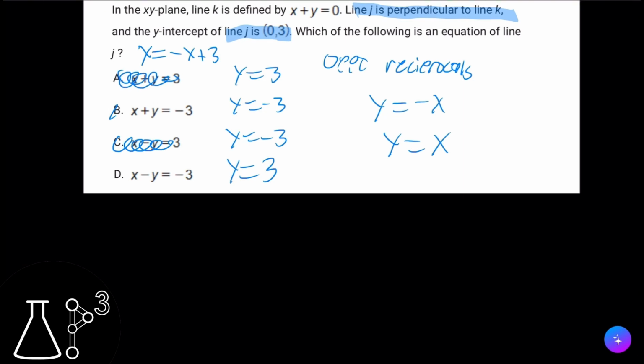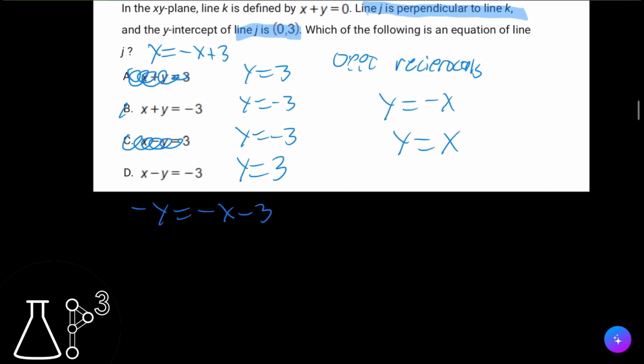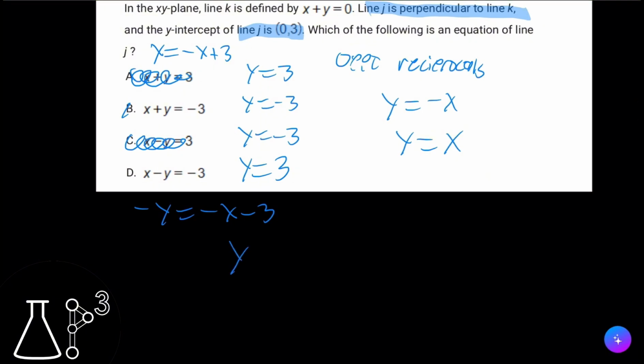So if I move x to the right side, or subtract x on both sides, I'm left with -y equals -x minus 3. And if I divide everything by -1, I'm going to get y equals positive x plus 3. As we can see, I have the y-intercept of 3, and I have the slope that is the opposite reciprocal of line k. Therefore, my answer is D.